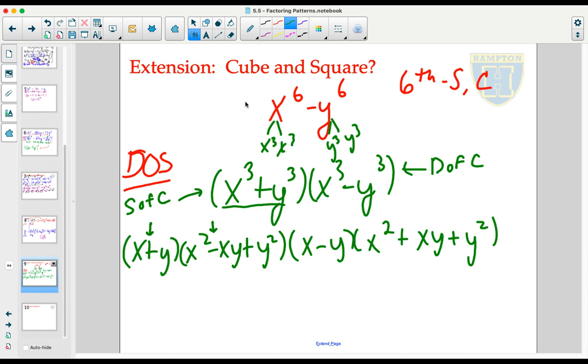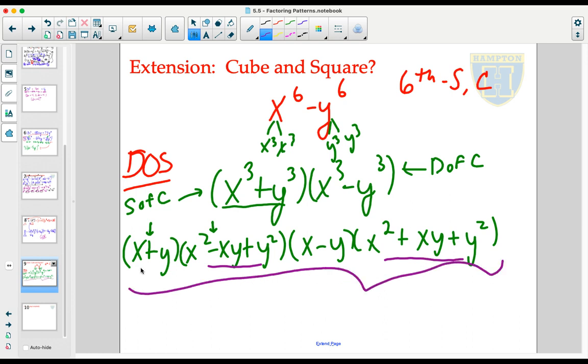We don't have techniques for either of these two polynomials. You might want to try to AC it, but it doesn't work because you can't find something that multiplies together to make one and adds together to make one. You can't perfect square trinomial it because even though it starts with a perfect square and ends with a perfect square, the middle term of each of them is not twice the product of those two outer ones. So this is it. This is the best we can do given the circumstances. That is the factored version of x to the sixth minus y to the sixth.